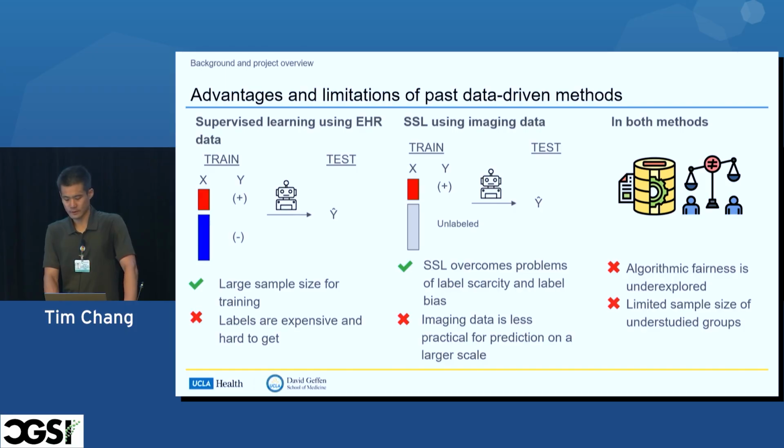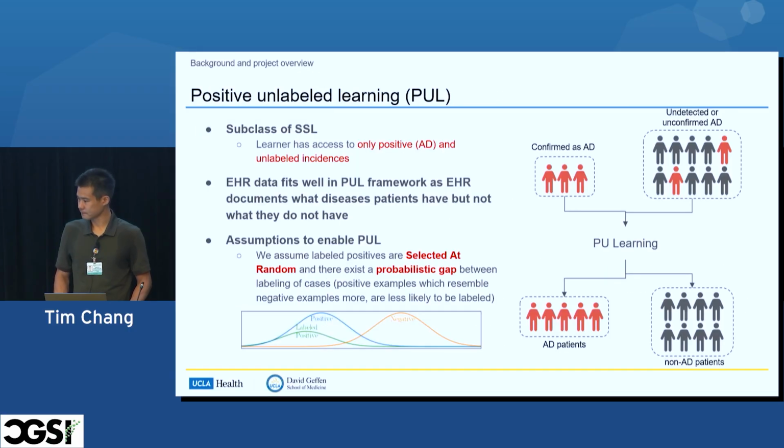There are a couple of limitations that we recognized previously. One is that many of these methods don't look at algorithm fairness. How fair are the algorithms across different race ethnicities? And there are not as many people studied who are in understudied groups.